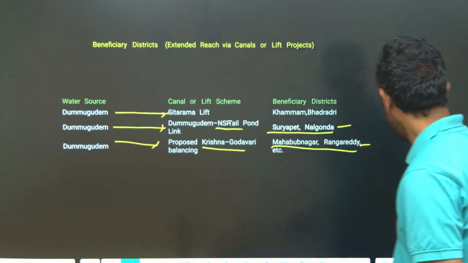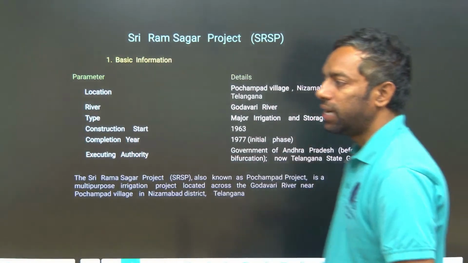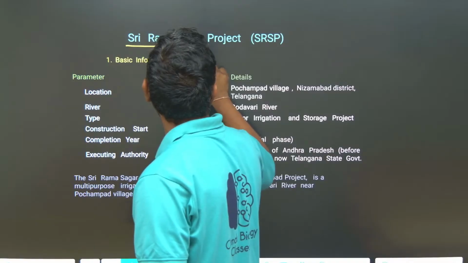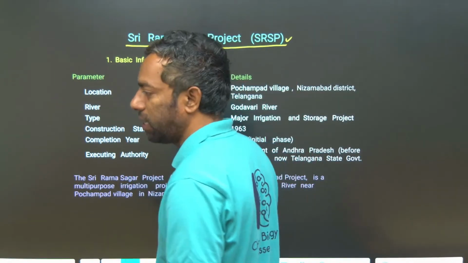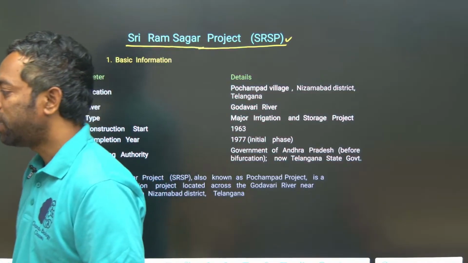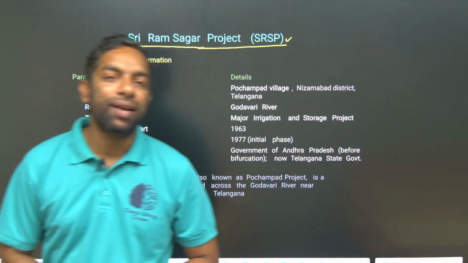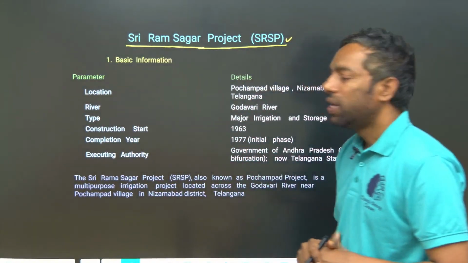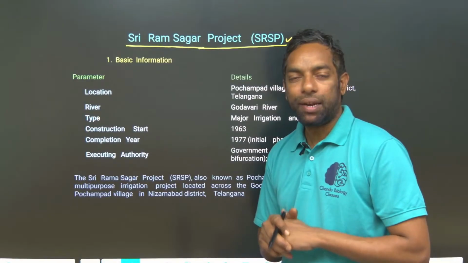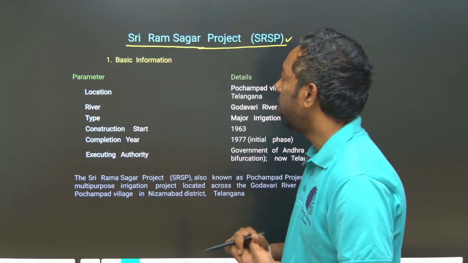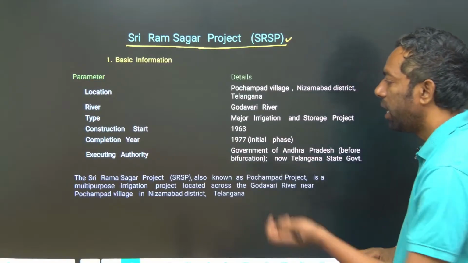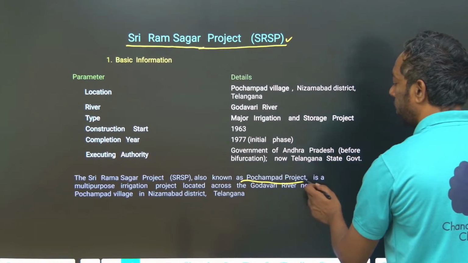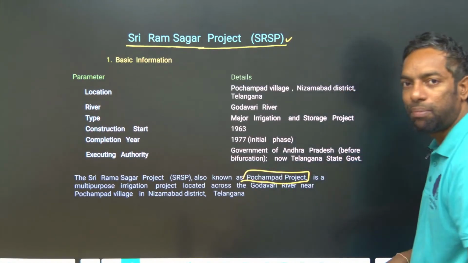Next main project is the Sriram Sagar project, SRSP. This is the main project. It is the oldest project, built on the river Godavari. The Sriram Sagar project is also known as the Pochampad project.